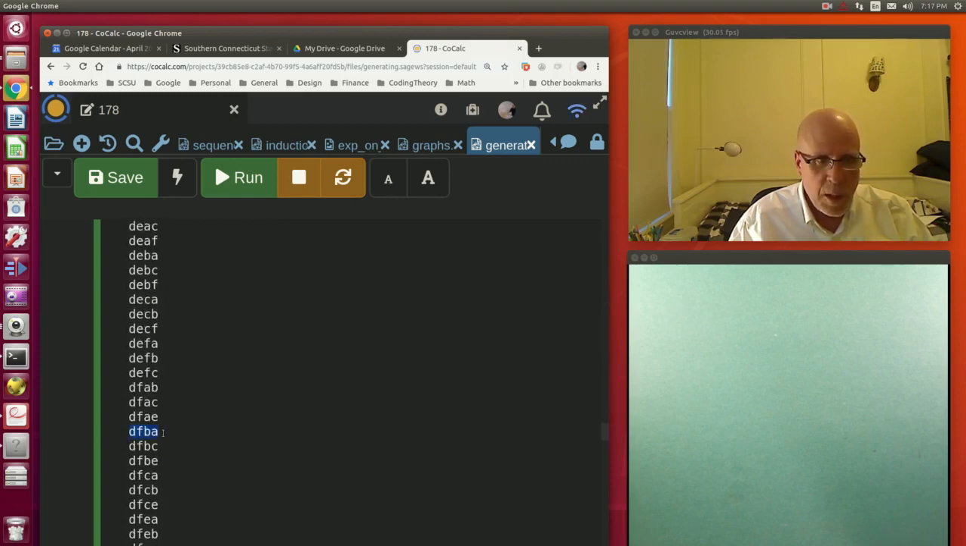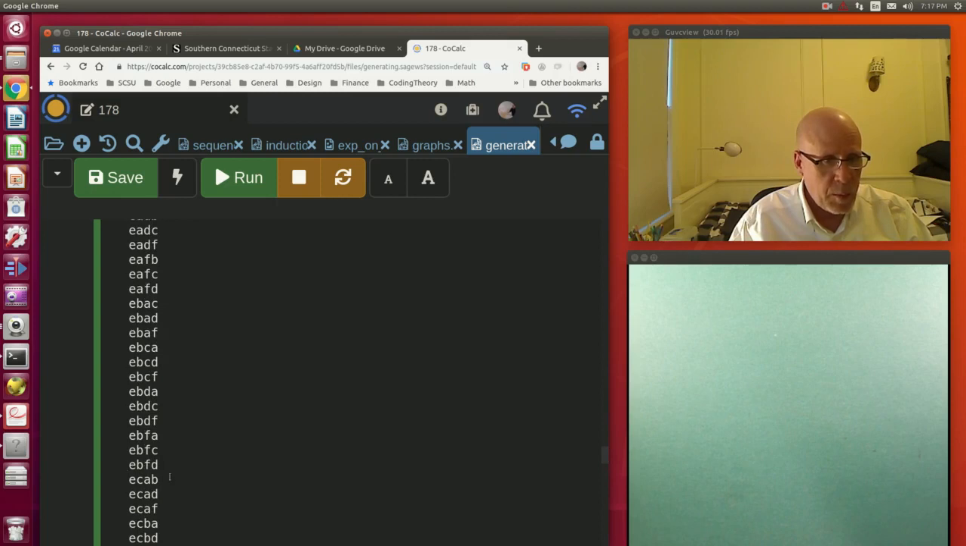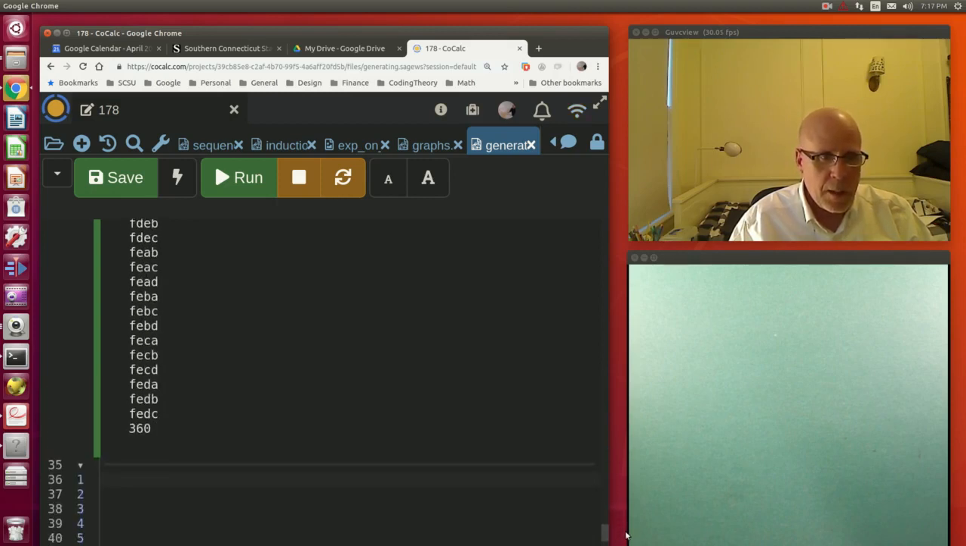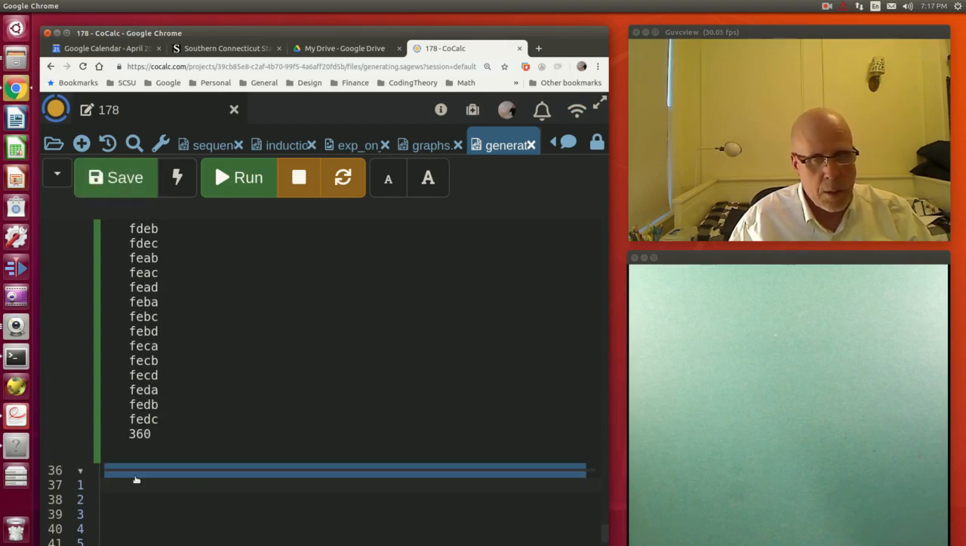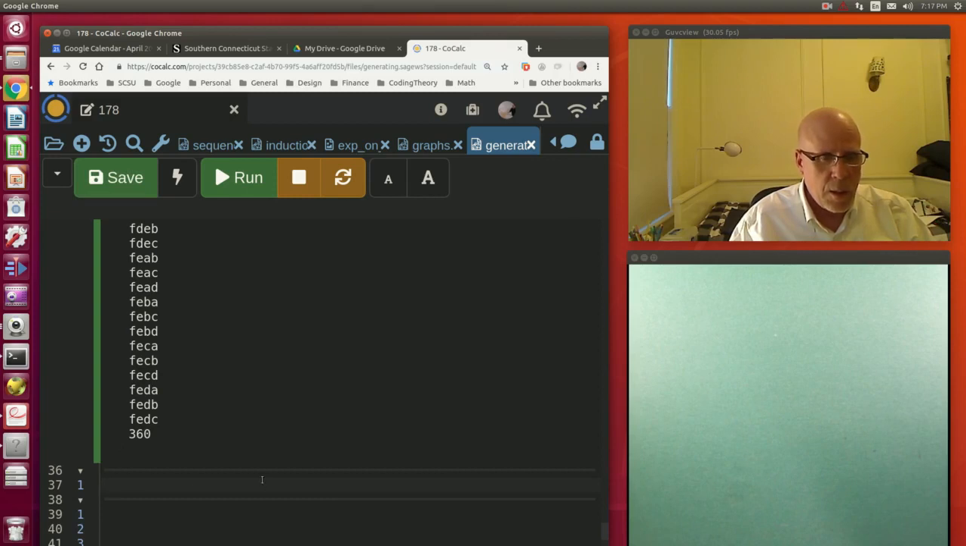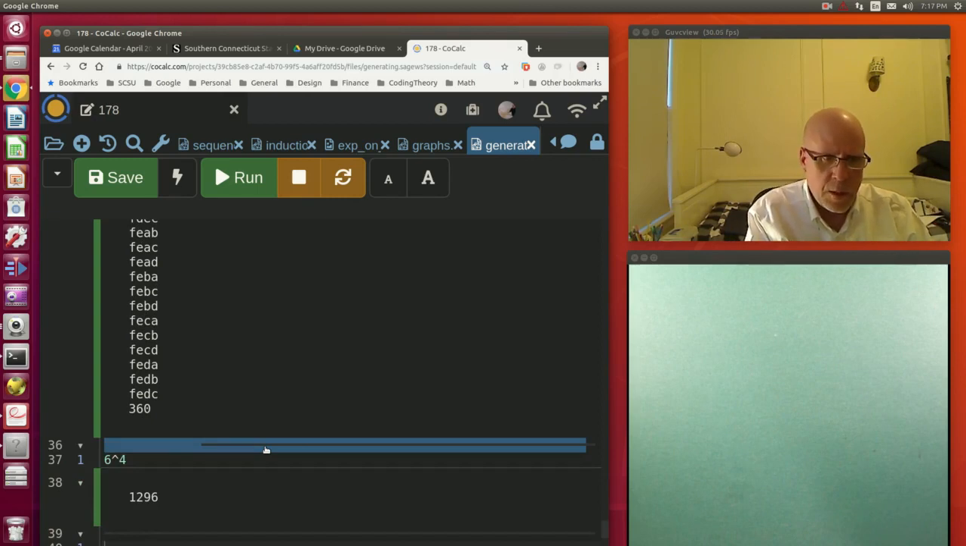D, F, B, A. Yeah, neither ascending nor descending, they're all messed around. But have you seen any of them that have a repeated digit, a repeated symbol in them? No. And the number we got there at the end was 360. That's substantially less than what we got last time, 4,000 and something. I've already forgotten. It was 6 to the 4th power. It was 1296. This is a quarter of that.